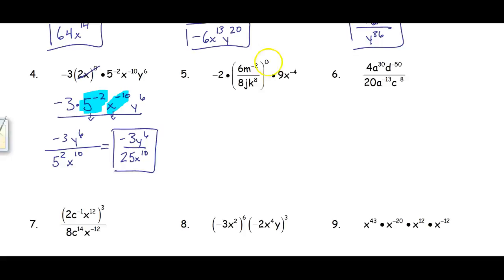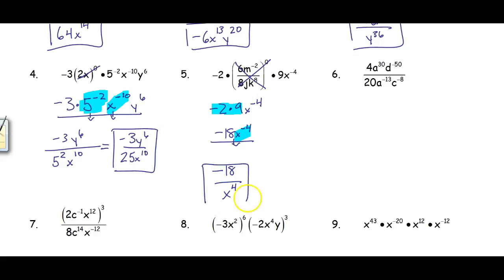Okay, number 5. Anything raised to the 0 just cancels out, so we're left with -2 times 9x to the -4th. And -2 times 9, -18, x to the -4th, and then you can move your x to the -4th downwards to the denominator. So you get -18 over x raised to the 4th.